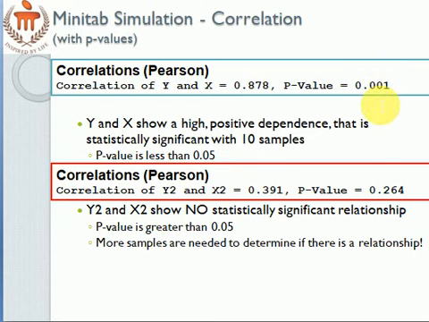In the second case the correlation comes out to 0.39, that is 39%, which is very low. So this correlation is not significant, or we can conclude from the p value also: the p value is 0.264, that is 26%, which is much higher than 5%. That means the correlation coefficient is not significant, right? So thank you guys.